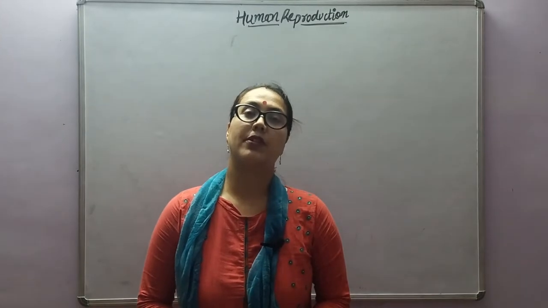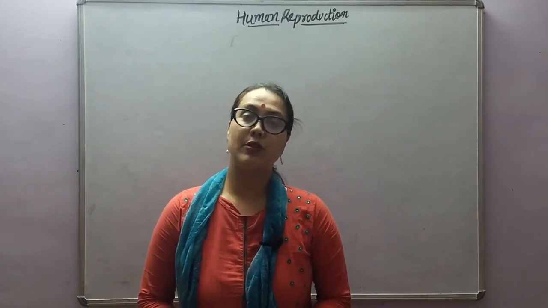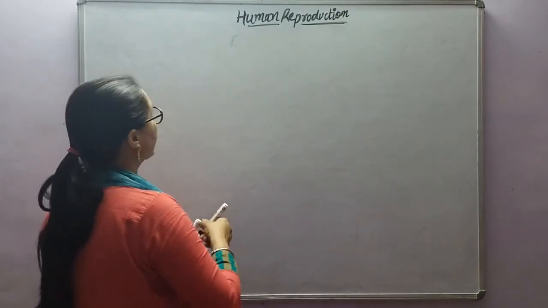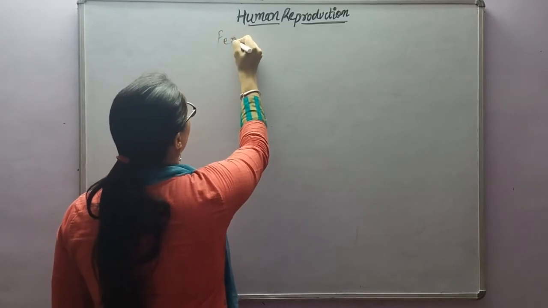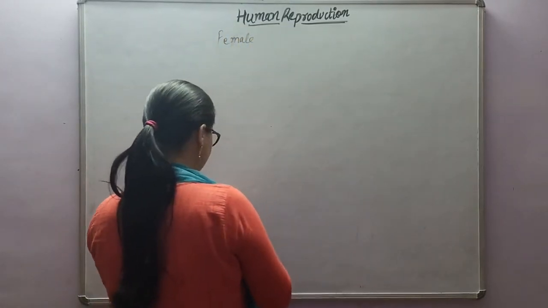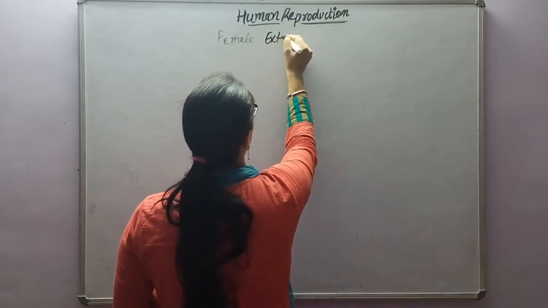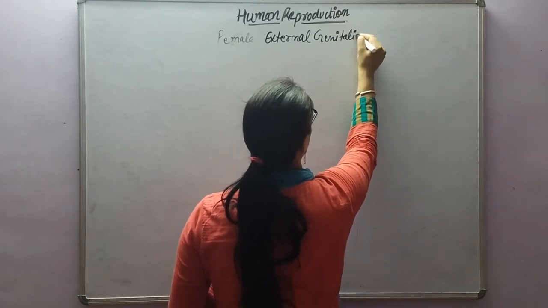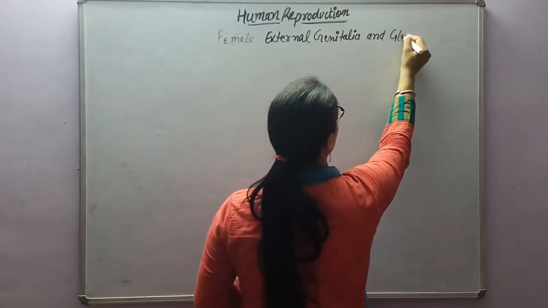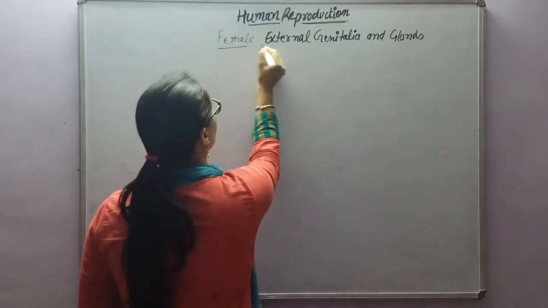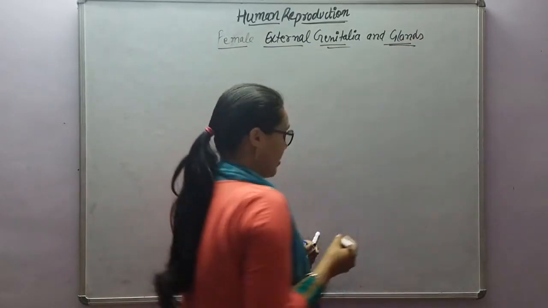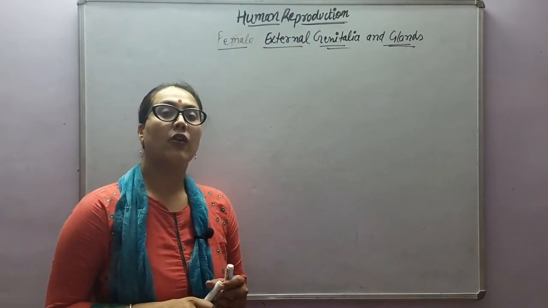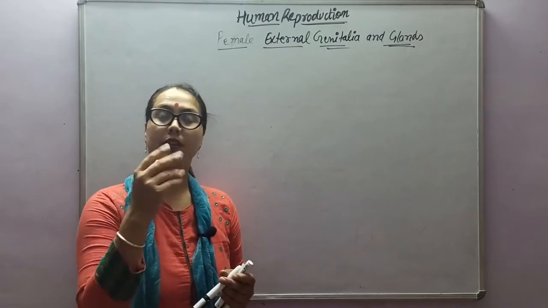As you know, we are doing the chapter Human Reproduction, and in it today we will do the female external genitalia and glands. Other parts of the female reproductive system we have taken in the previous video. Now what is the external genitalia, how does it appear?